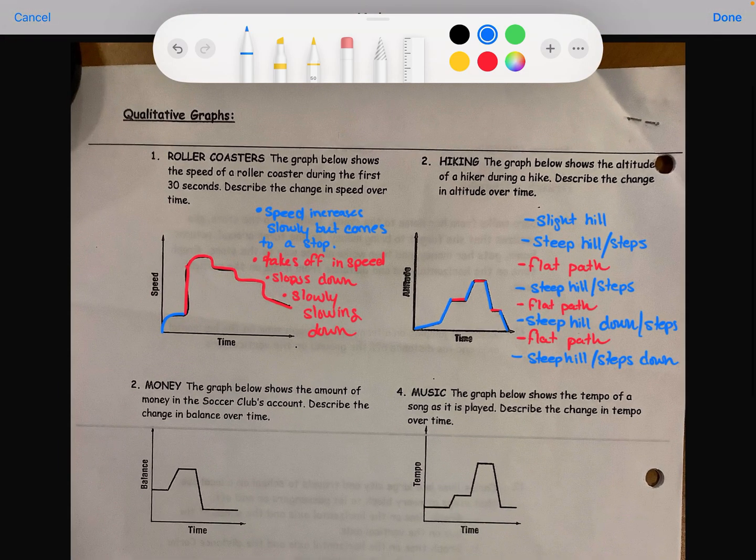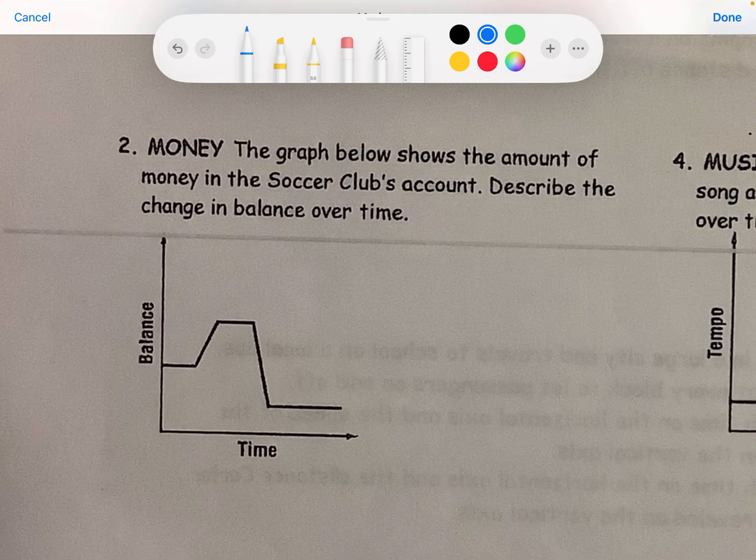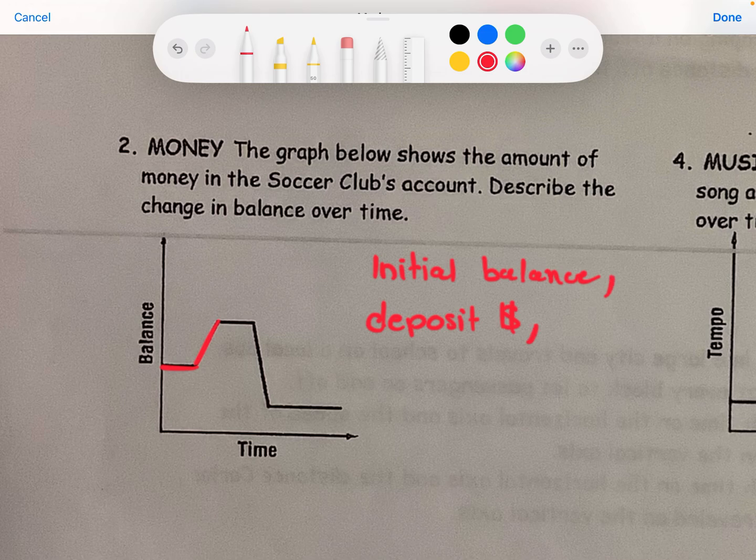Okay, next, money. The graph below shows the amount of money in a soccer game's club account. Describe the change in balance over time. All right, so they start with an initial balance. Then it looks like they deposit money. And it stays like that for a little bit. Right, staying. Then looks like they are buying something. Big purchase. And then again, it stays the same.